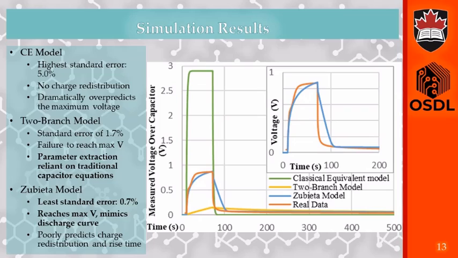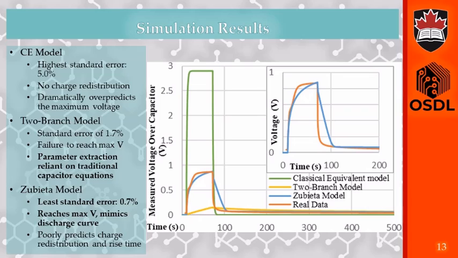The two-branch model is graphed in yellow. Though this model had a lower standard error of 1.7%, this simulation fails to reach the maximum voltage. This is likely due to the two-branch parameter extraction method relying heavily on the traditional capacitor equations, which we discovered do not hold true for the Bio-EDLC.